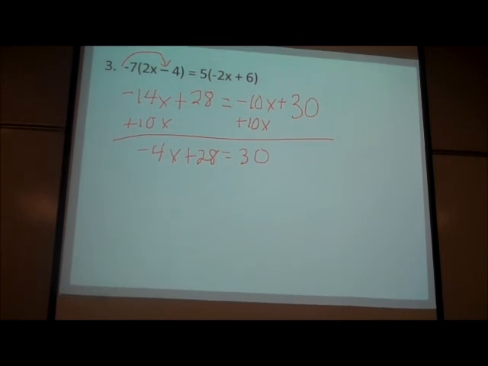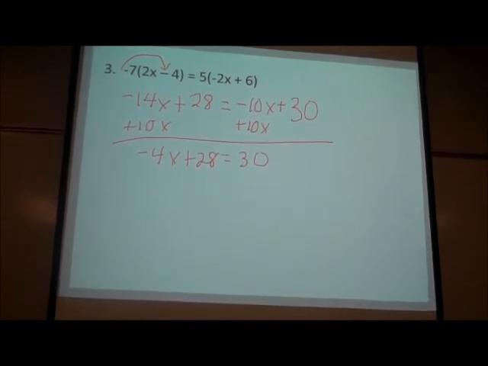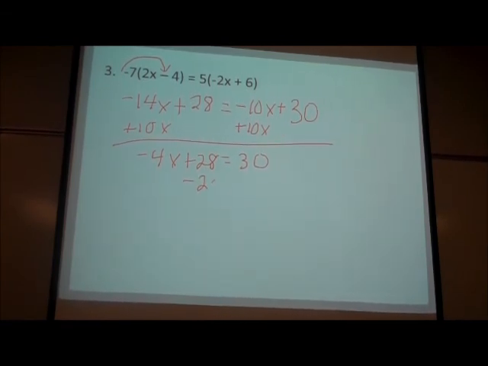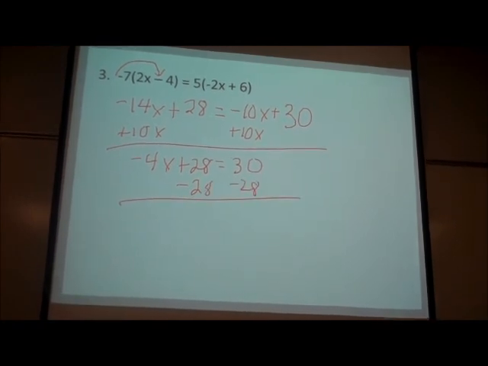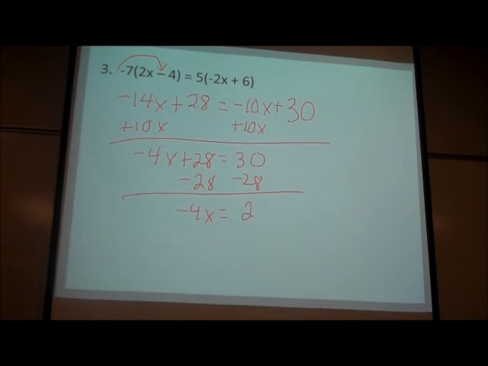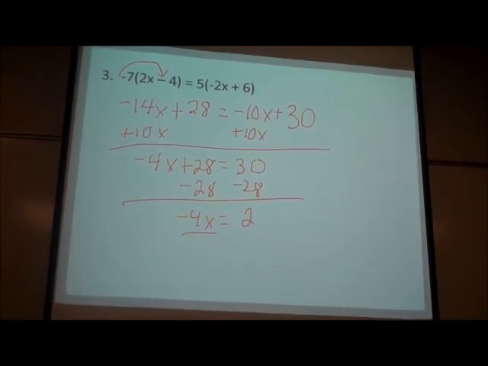Now what, Deidre? We've got negative 4x plus 28 equal 30. You're trying to get the variable by itself, so what should we do? Minus 28. Good. So subtract 28. Gives me negative 4x equal 2. Now what, Dylan? Divide by negative 4.